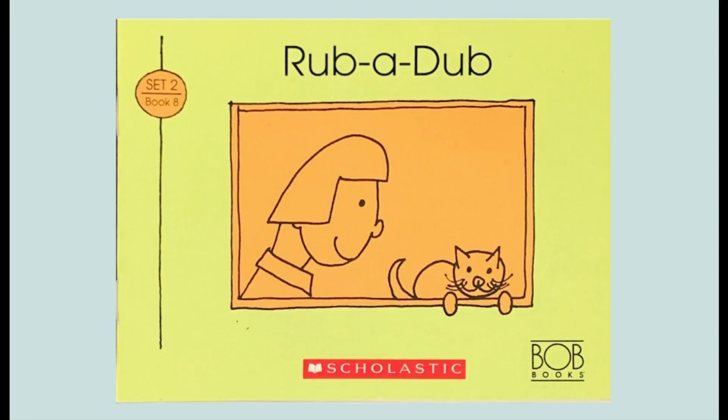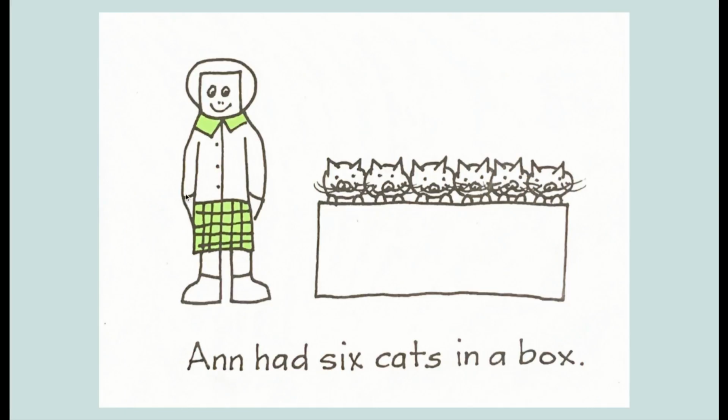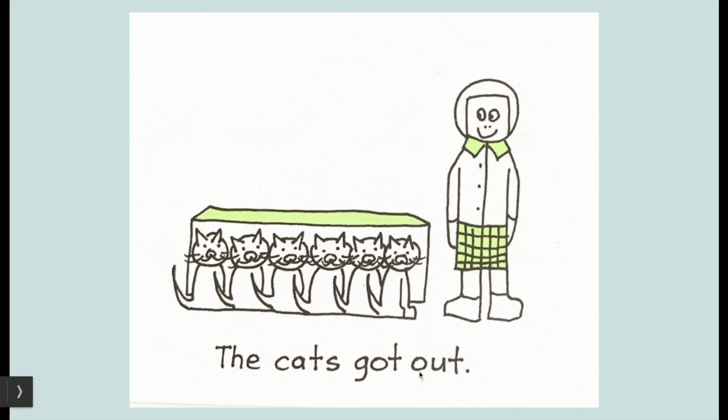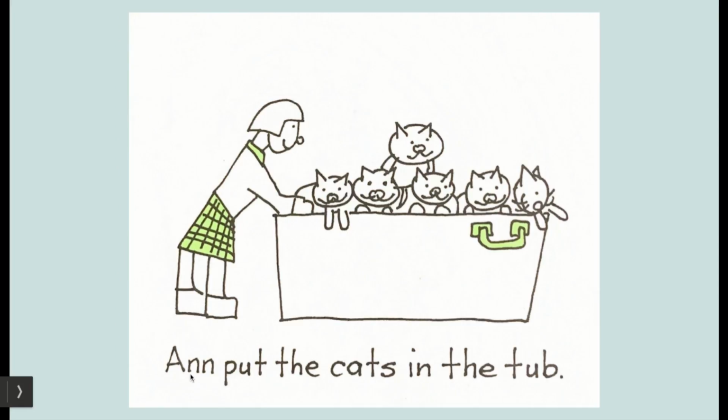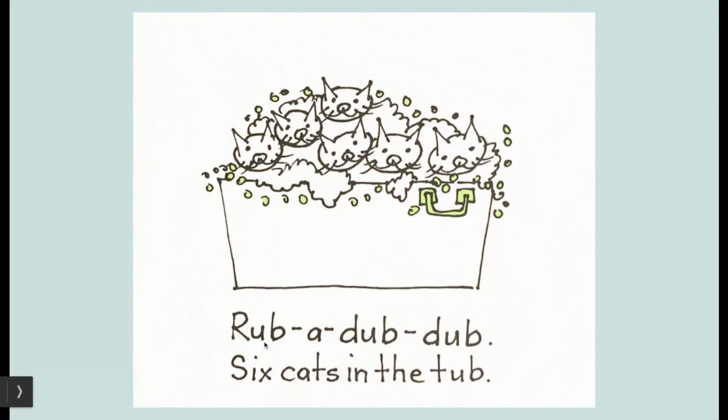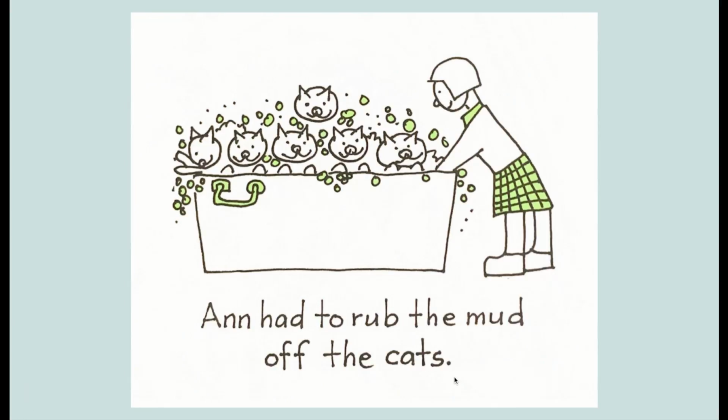Now let's reread our story from yesterday, Rub-a-Dub. Ready? Anne had 6 cats in a box. The cats got out. The cats got in the mud. Anne put the cats in the tub. Rub-a-dub-dub, 6 cats in the tub. Anne had to rub the mud off the cats.